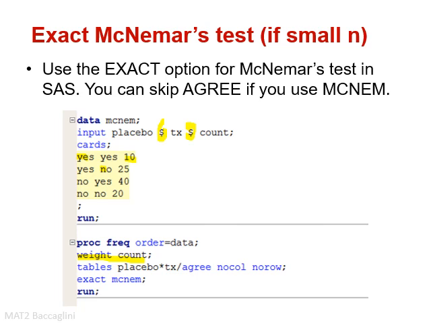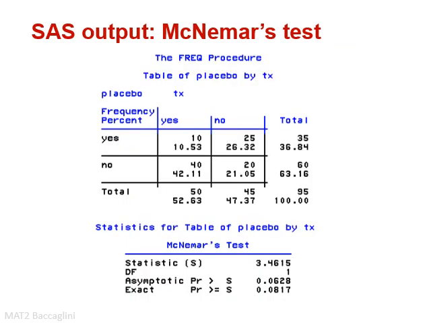For a small n, we will use the exact McNemar. Otherwise, we can just simply use the agree option. And this is the result. Make sure that the table looks the way you want it. And you can see that the outcome is present both in the rows and in the columns of the table.